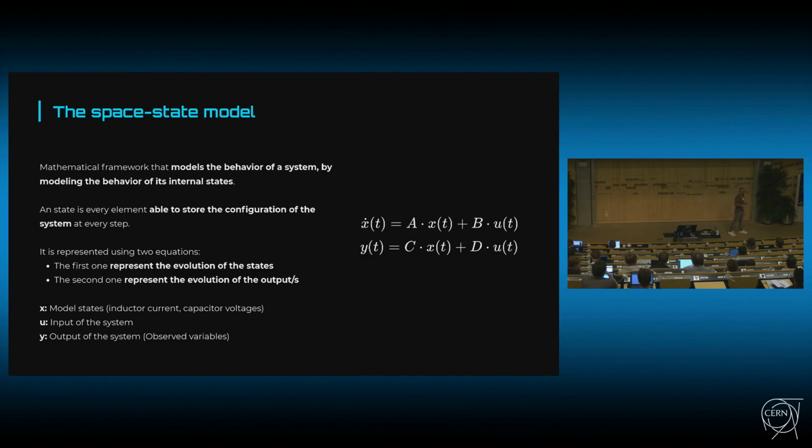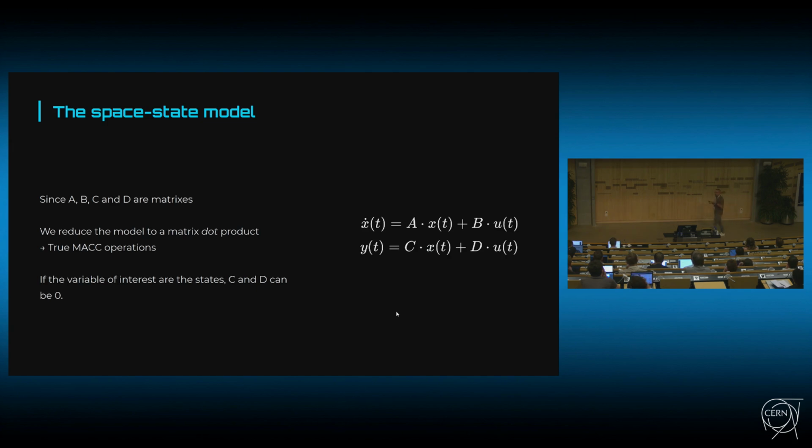The state space model is based on these two equations. The top equation represents the evolution of the states in time, and the second one represents the evolution of the output. The states are the variable x, u is the input of the system, and y is the output of the system.